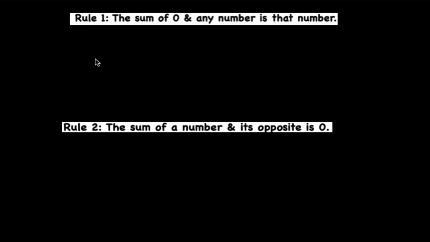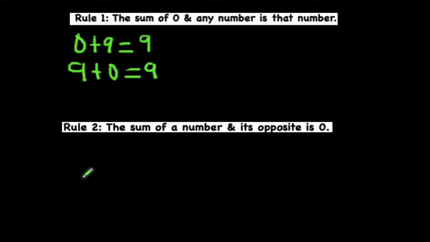Rule number one states the sum of zero and any number is that number. So if you have, let's say, 0 plus 9, that's equal to 9, correct? And let's reverse those numbers. 9 plus 0 still gives you 9. Okay, so easy enough.